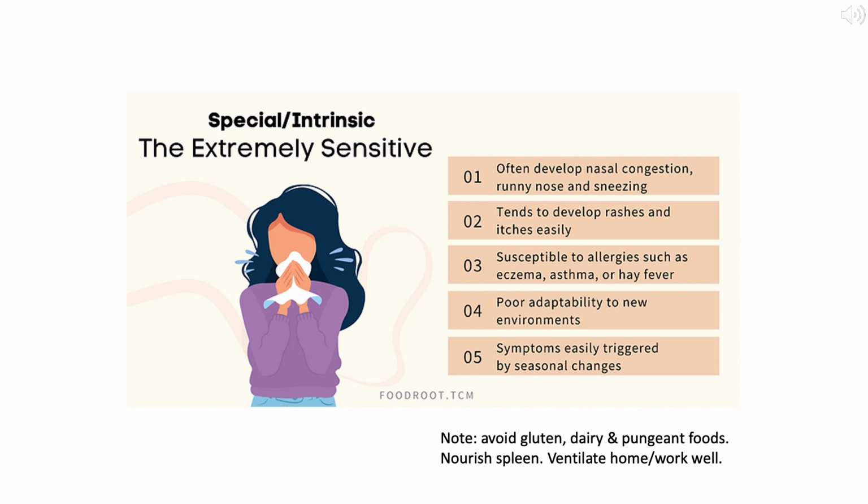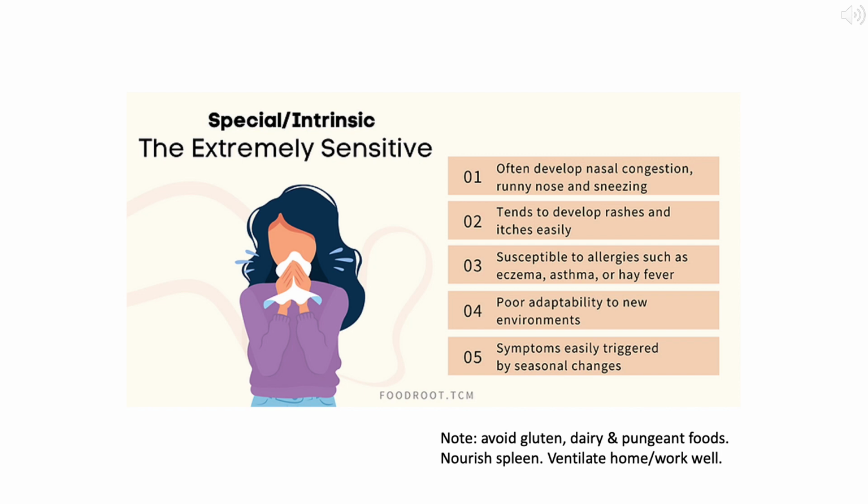And last but not least, we have the special one. So this is a modern constitution. It's called the extremely sensitive one. So there tends to be a lot of allergies there, a lot of things that may or may not be explained through Western medicine, or at least not yet. And there will be things like intense congestion, sneezing and runny nose, and rashes that are very itchy and can come from things like clothing even.